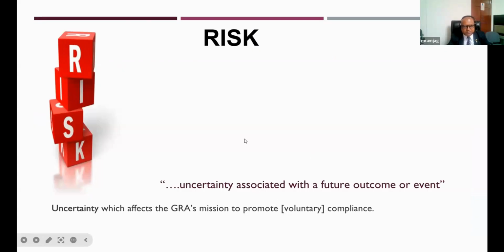So we have a little more notes here. This is for your read up. Uncertainty associated with a future outcome or an event. Uncertainty which may affect the GRA mission to promote voluntary compliance. This is with regards to customs administration.